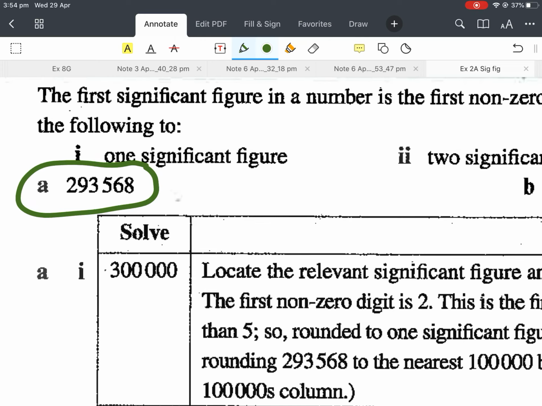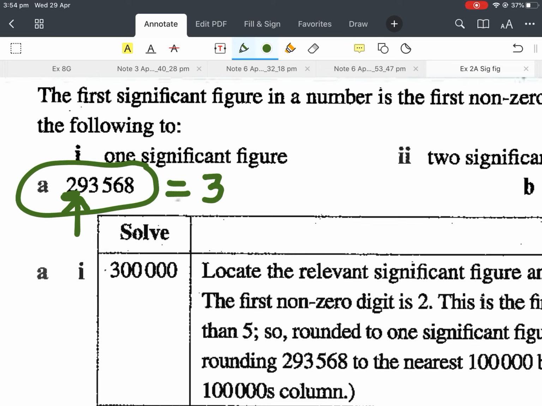So what we need to do is look at the first digit. The first digit is a 2. And just like with decimal places, you then have to look at the next digit after that. In this case, it's a 9. And you have to apply your rounding rules. Remember, if it's 4 or less, you leave the 2 as it is. If it's 5 or more, you round the 2 up, which basically means you add 1 to the 2. We have a digit of 9, so I'm going to round to one significant figure by adding 1 to 2 and making it 3.